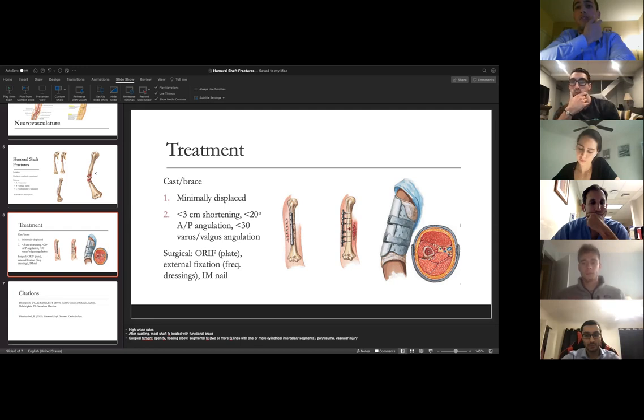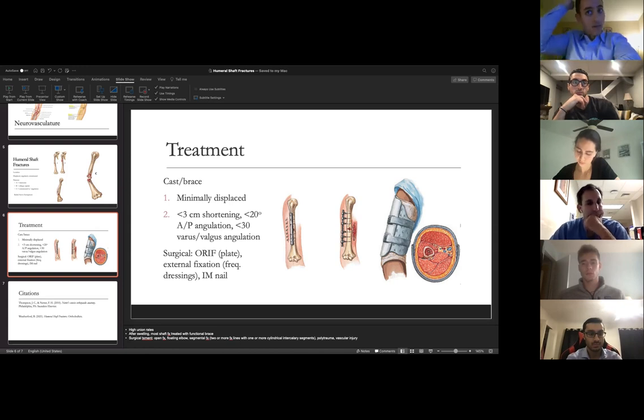But what you're looking for is to see that angle between the two fragments, which is usually an apex dorsal angle because of the deforming forces there. And then varus valgus is also very important. The vast majority of the time, you'll see these fractures go into a varus deformity because of the pull of the deltoid on the proximal fragment. And it's very important, when you splint them, to try to put a valgus mold on it.